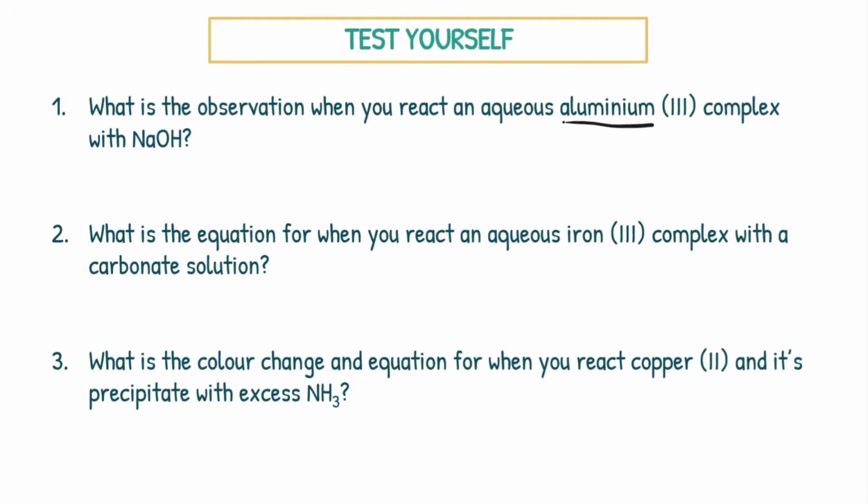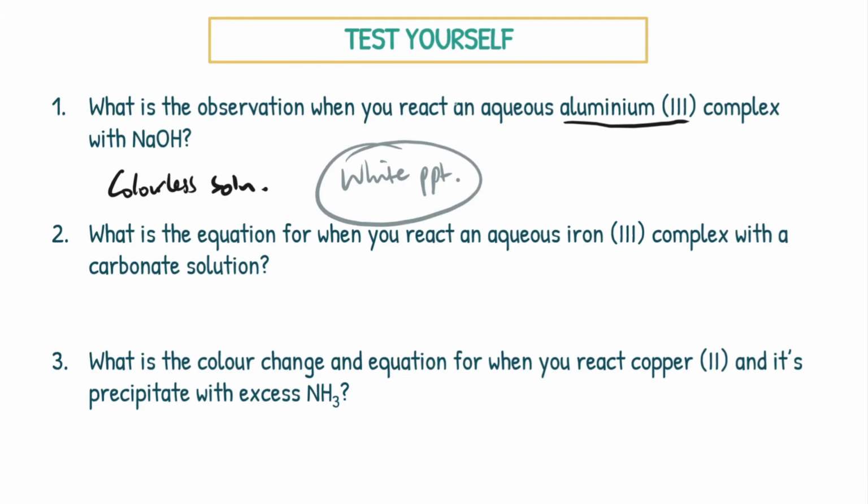Okay, observation here. What was our aluminium 3 complex starting color and state? It was a colorless solution. And what is our product? What is our precipitate formed? It's going to be a white precipitate, okay? All right. Now, for this answer here, I would simply just say a white precipitate is formed, or you can say colorless solution forms white precipitate, something along those lines. That will be completely fine. But I would simply say white precipitate formed or produced, something along those lines.